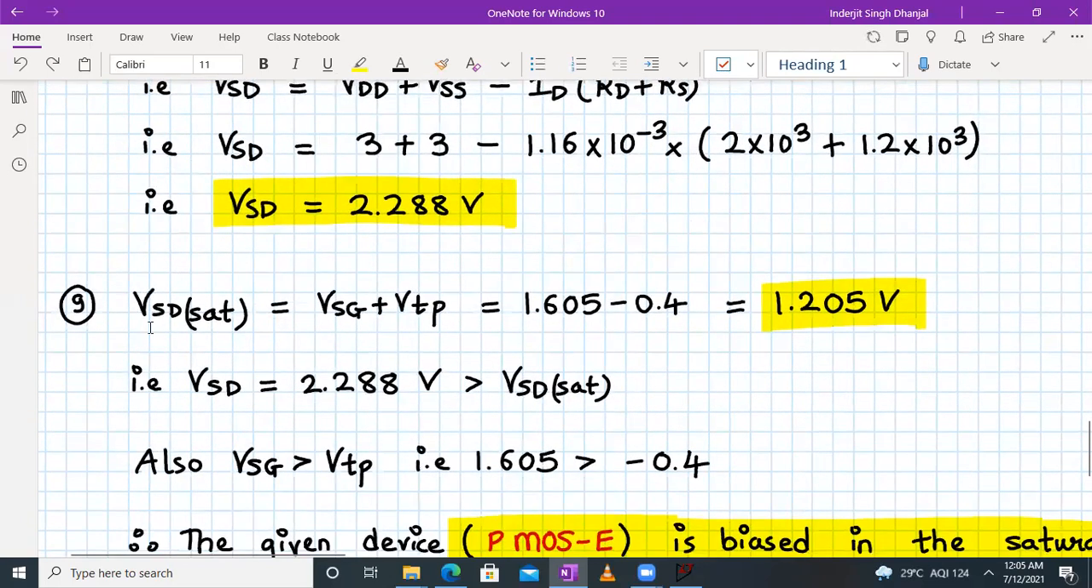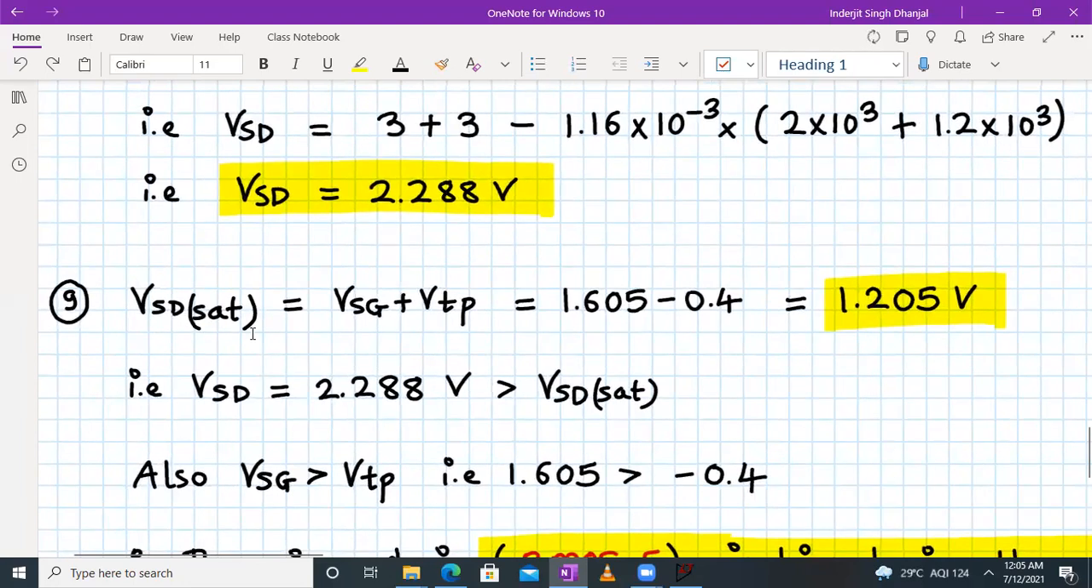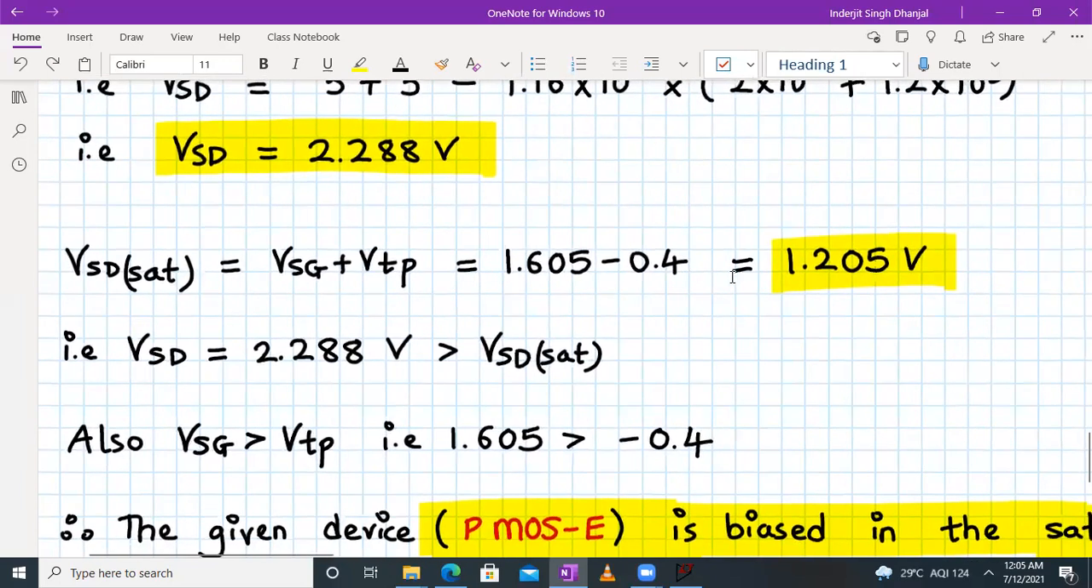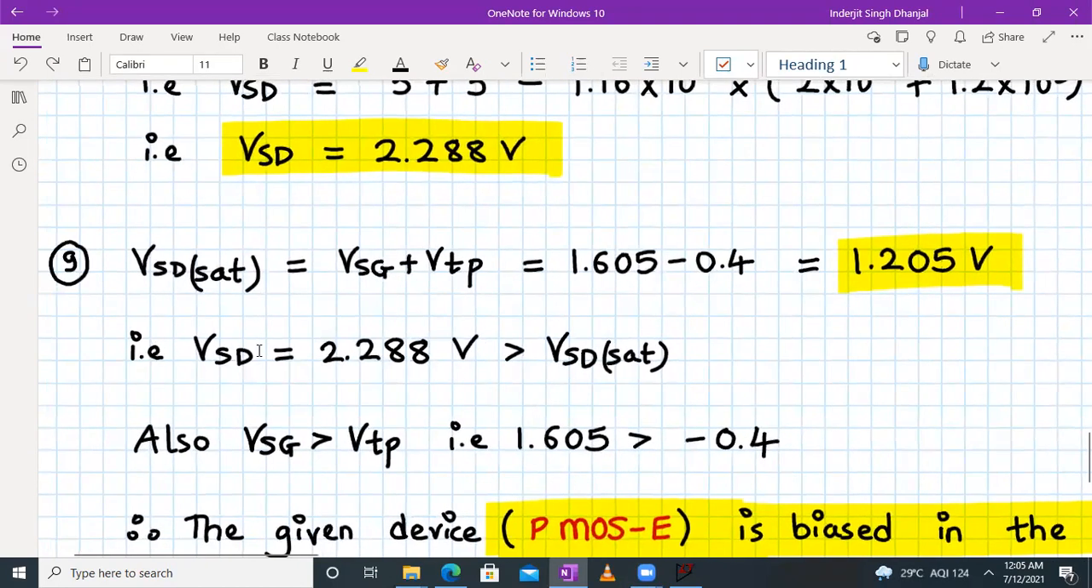Now we calculate the VSD SAT value. VSD SAT is VSG plus VTP, so that will be 1.605 minus 0.4, which comes out to be 1.205 volt. The first condition is that VSD should be greater than VSD SAT, and it is indeed greater. VSD is 2.288 volt, which is greater than 1.2 volt. So the first condition is satisfied.